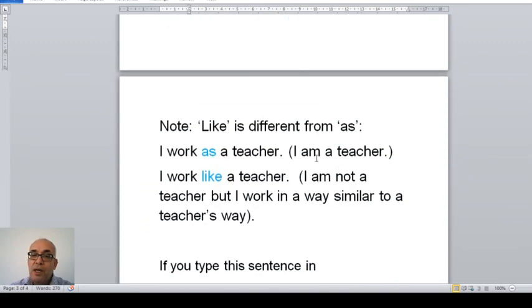Note, this is very important. Like is different from as. So if I say I work as a teacher, it means I am a teacher. But if I say I work like a teacher, this means I am not a teacher, but I work in a way similar to a teacher's way.